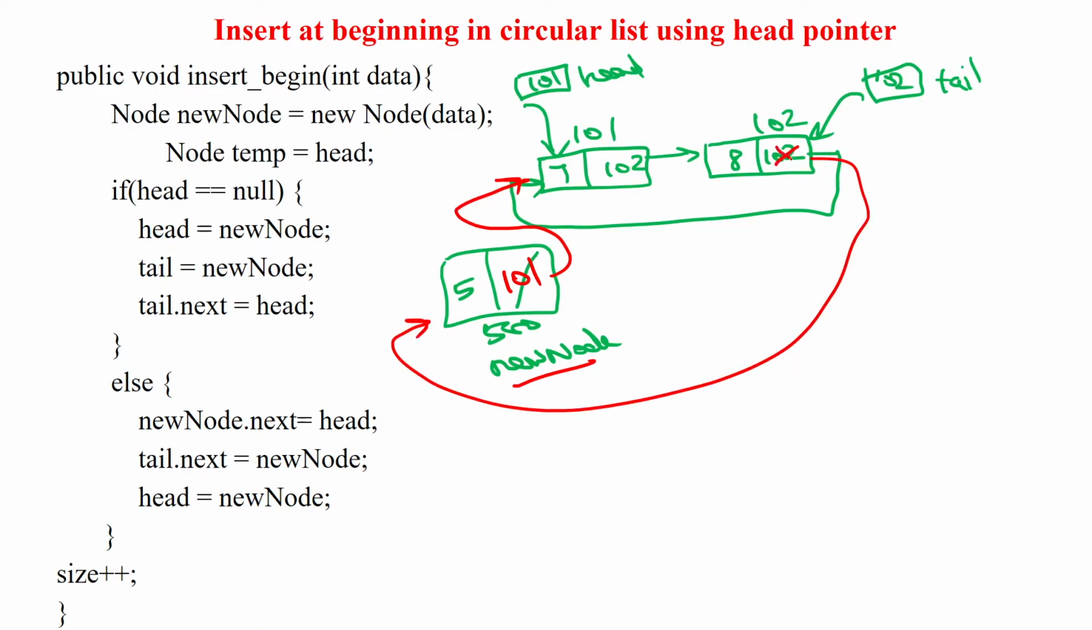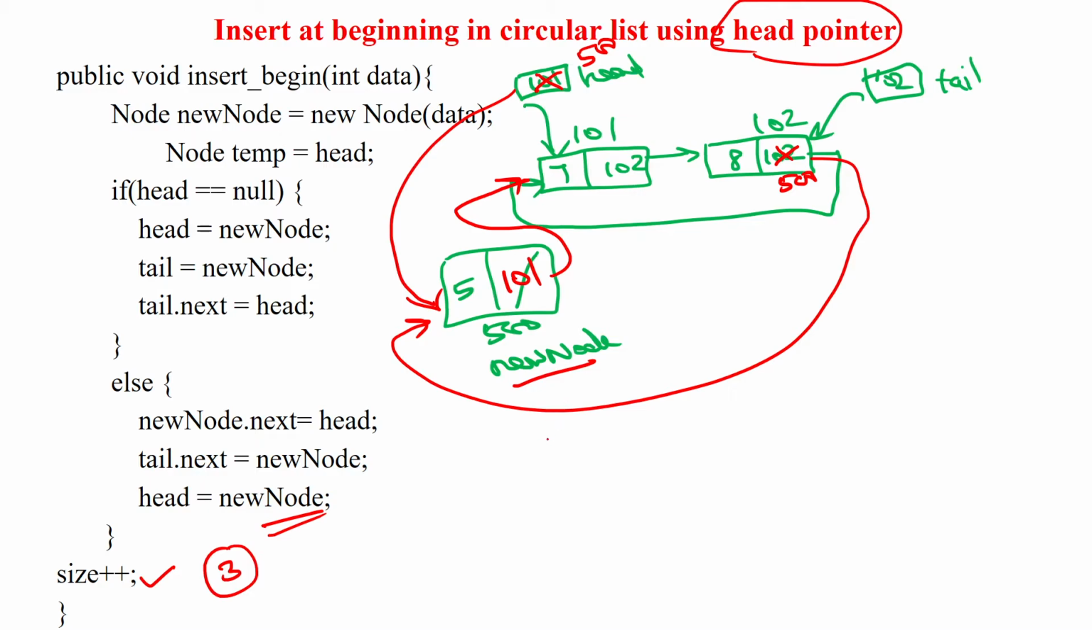So here the address will be updated as 500. Then the new head will become 500, overwriting 101. So head is the new node, right? Then we are incrementing the size of the given list because we added one more. So size is incremented to 3. Okay, 2 plus 1, 3 nodes. So this is by using the head pointer.